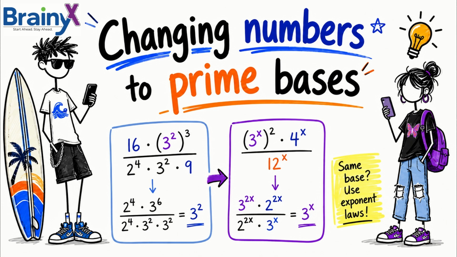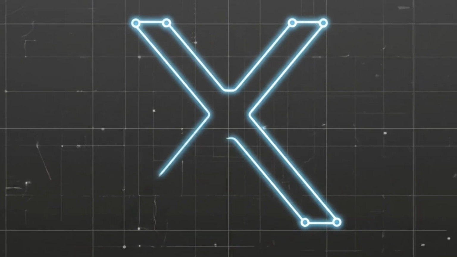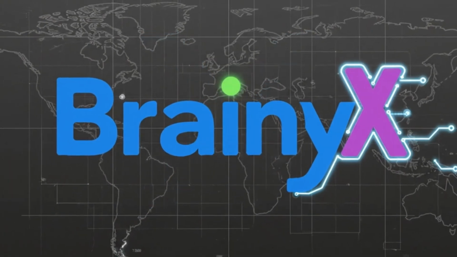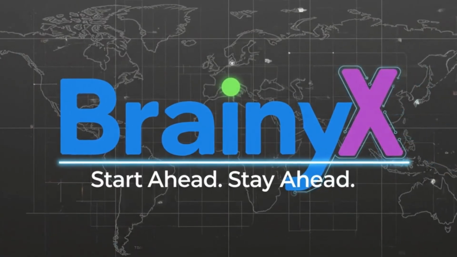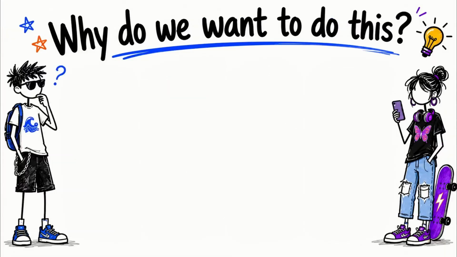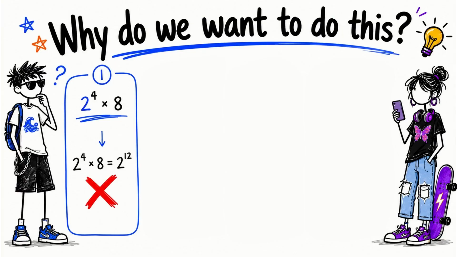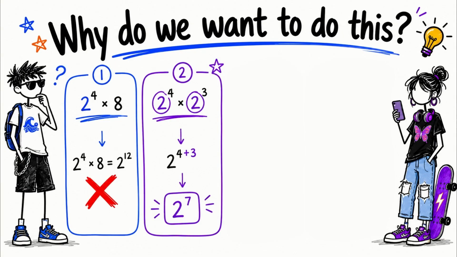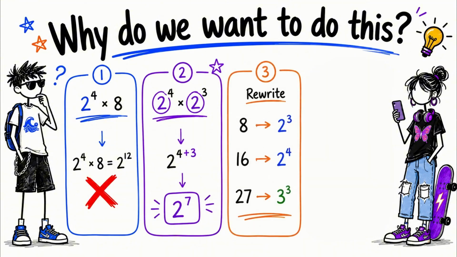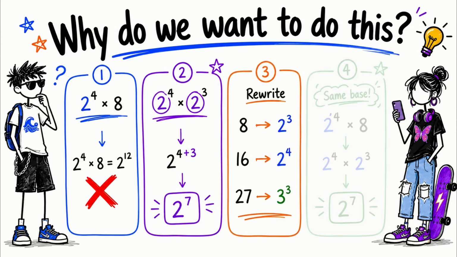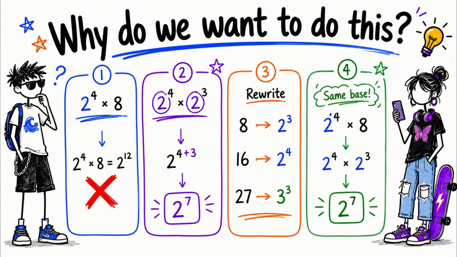In this video, we are going to learn how to change numbers to prime bases. We do this because when numbers have exponents, we cannot always combine them as ordinary numbers. Exponent laws only work when the bases are the same. So, if the bases do not look the same, we sometimes rewrite the numbers into prime bases. Changing numbers to prime bases helps us see whether the numbers are actually built from the same base.